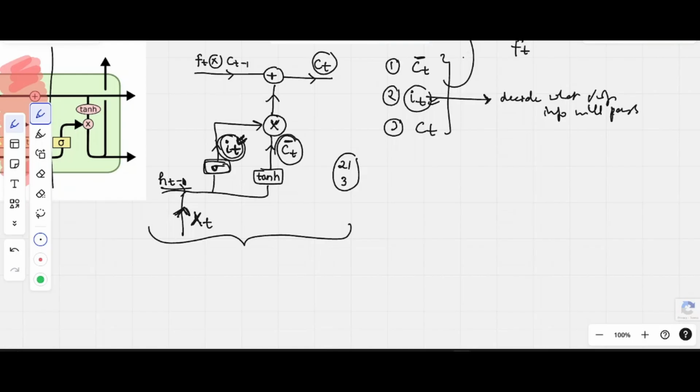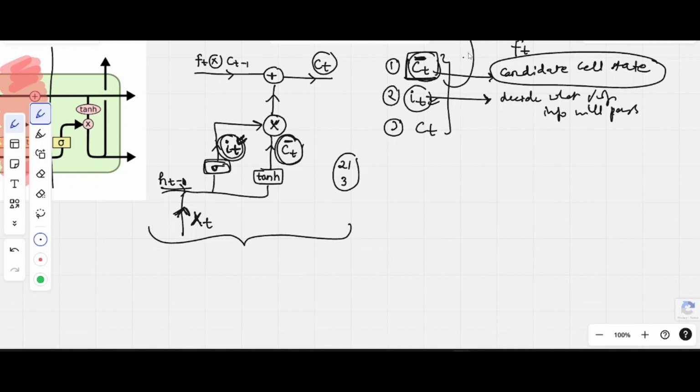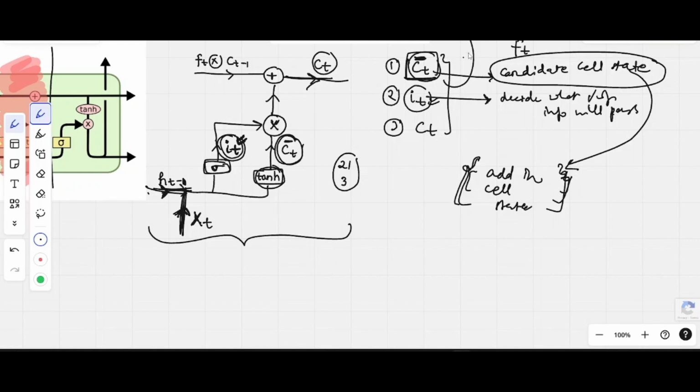Now let's move to the first part where we want to find C dash T. This C dash T is called the candidate state, candidate cell state. This has a special name. And what information does this tell? It tells that based on current input and the previous hidden state, what information it thinks we should add in the cell state. So it's like it thinks that this is the information that we must add in our memory cell, that is the long term memory that the LSTM carries.